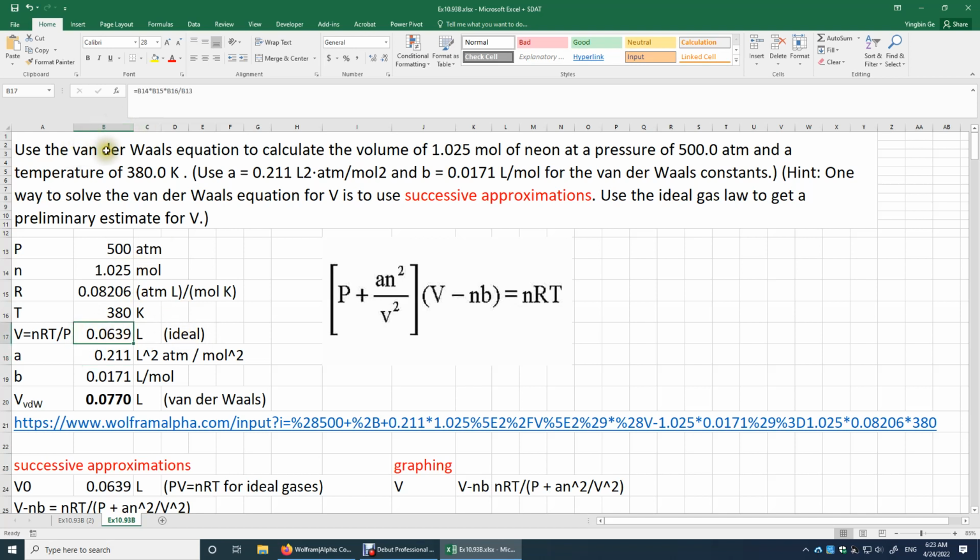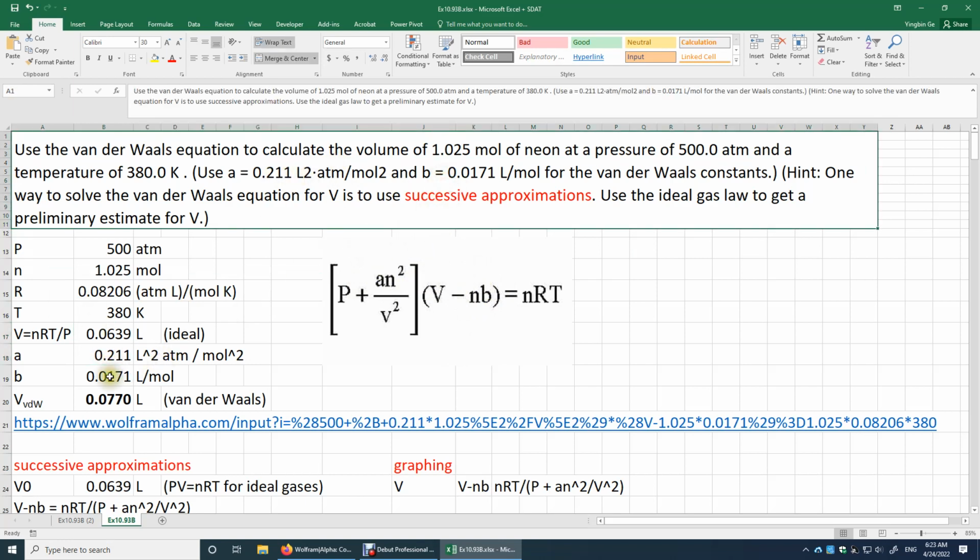But now we're talking about a van der Waals equation, which is more complicated. P is corrected, V is corrected. P is corrected by this so-called attractive term, and V is corrected by this so-called repulsive term. There are two corrections, so we need the parameters a and b. a is right here, 0.211. b is here, 0.0172. Again, this value is proportional to the attraction between the gas particles, and this value is approximately the molar volume of the gas after being condensed into a liquid or solid state.